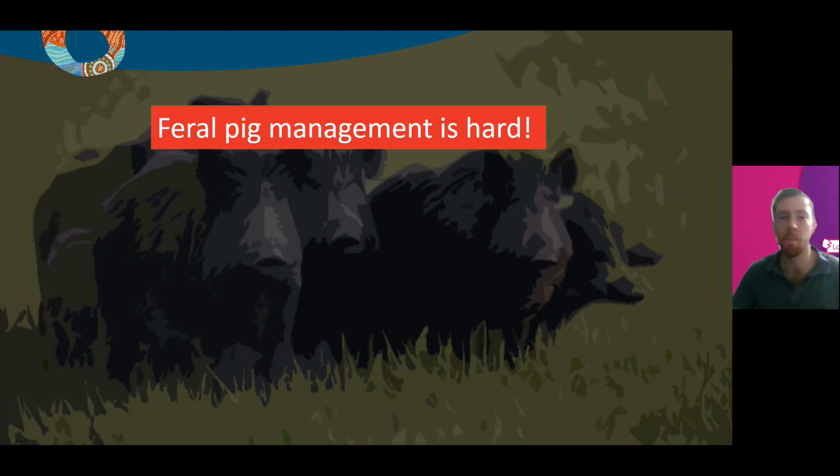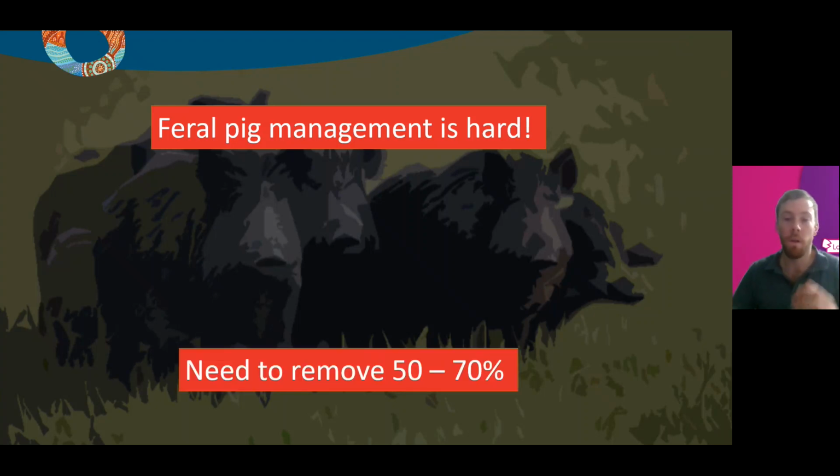Pigs are highly adaptable. They're really opportunistic, and can eat a wide variety of different food types. And because of their capacity to breed and emigrate into new areas, we actually need to remove around 50 to 70% of an expanding population in a good season just to keep it stable. But that can be really hard to do, particularly if the control tool we're using is not very well suited to the environment that we're working in. And we don't really know whether the management tools that we have are actually achieving such high levels of control.